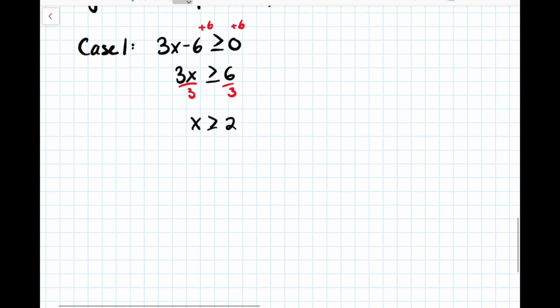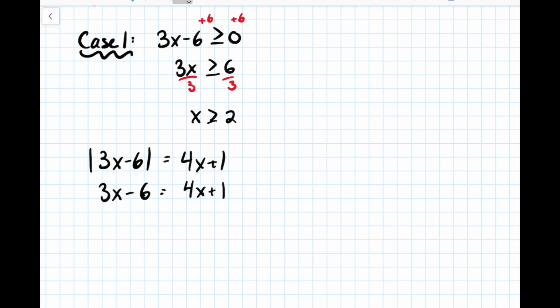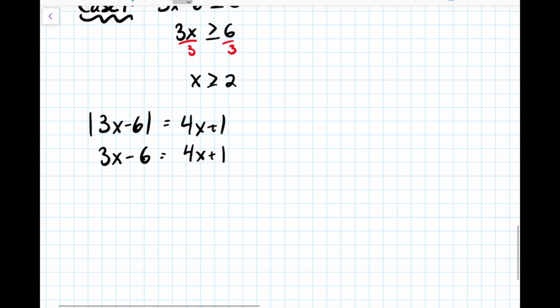Okay, so now we're going to do our actual solving. So we had the absolute value of 3x minus 6 equals 4x plus 1. For case 1, we just get rid of the absolute value, so 3x minus 6 equals 4x plus 1. Remember when you're solving equations where you've got x's on both sides, first check to make sure it's not quadratic. It isn't. There is the possibility of dealing with quadratics in this. We're not going to in this course, but it is something that happens. I'll talk about that a little bit more at the end of the video.